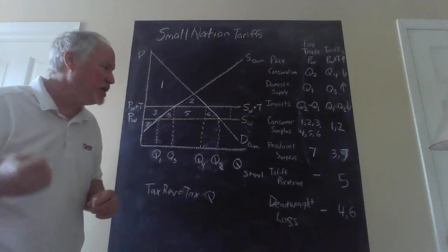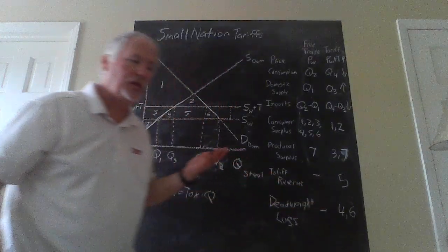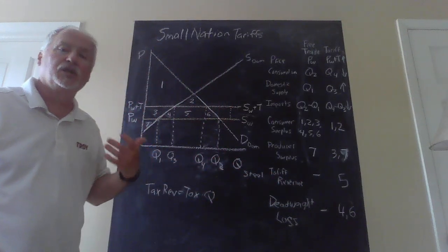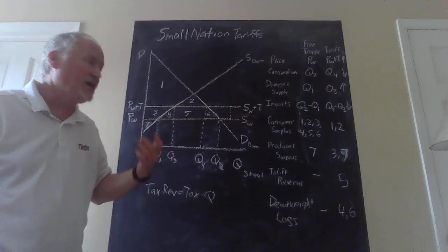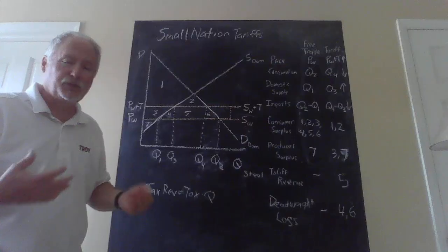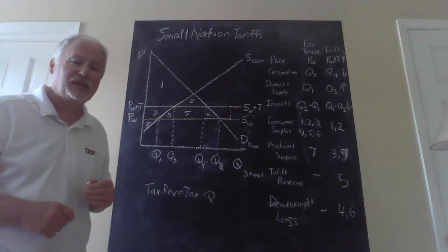So we can see how it is that the areas 4 and 6, the deadweight loss, that we could say that a tariff would be inefficient. It disrupts or prevents some of the gains from trade that we could have with free trade. So that's the impact of a tariff.